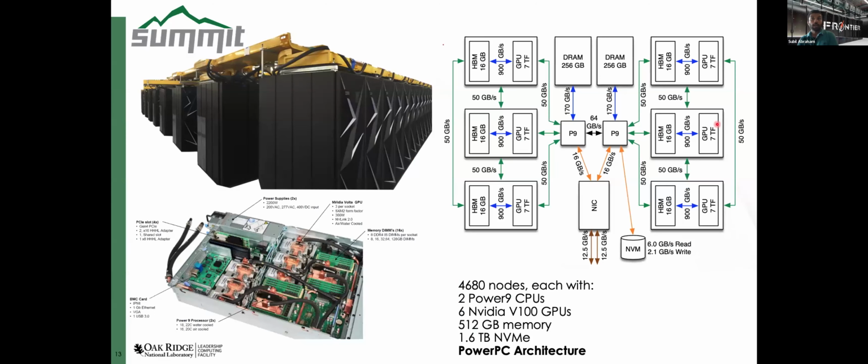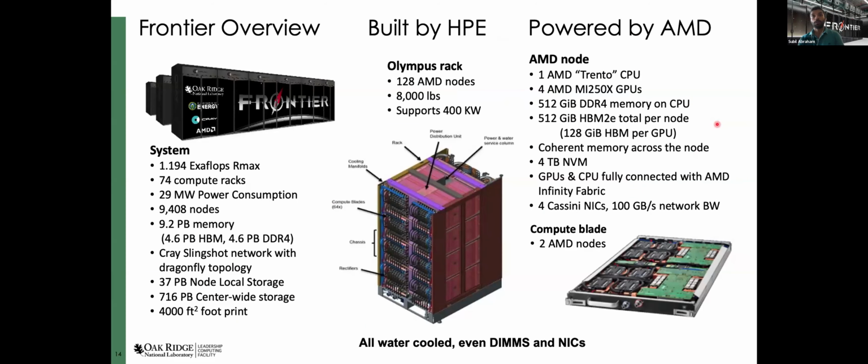So Summit is an IBM AC922 supercomputer. It uses the PowerPC architecture. It has 2 Power9 CPUs and 6 NVIDIA V100 GPUs. And the newest supercomputer that we have is Frontier, which is currently the world's fastest supercomputer, measured at 1.194 exaflops. It has 9,408 nodes, and each node has AMD hardware: an AMD Trento CPU and 4 AMD MI250X GPUs.